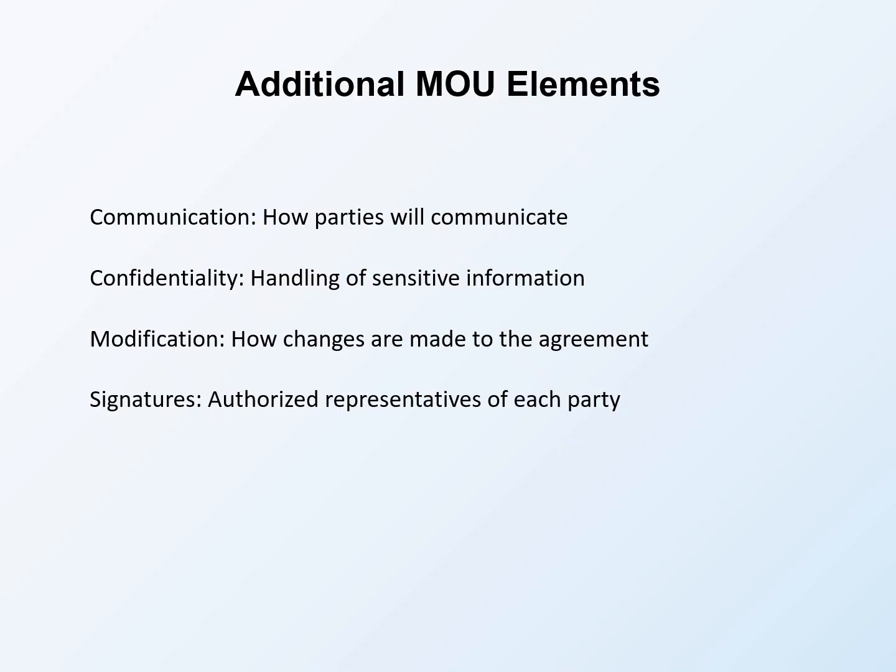Modification procedures specify how the MOU can be changed if circumstances require. Projects evolve and agreements may need updating. Describe the process for proposing, discussing, and approving modifications. Dispute resolution provides a path for addressing disagreements. What happens if partners interpret the agreement differently? Who mediates? How are conflicts resolved? Having a process prevents disputes from derailing the partnership.